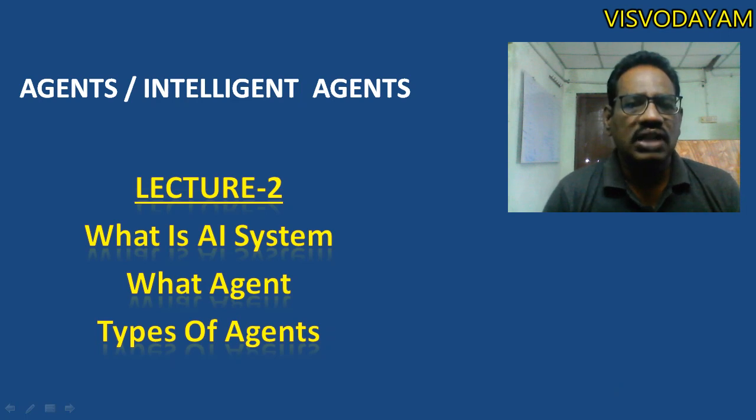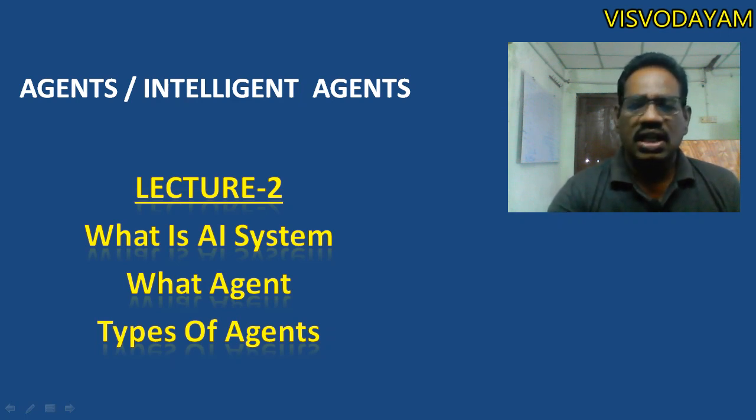Hi everyone. In this video, we are going to discuss what an AI system, that is an artificial intelligence system, is, what an agent is, and what the different types of agents are. These things we are going to discuss in lecture 2.